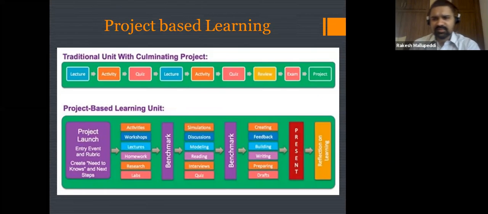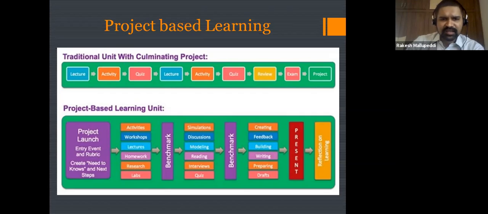So just a small visual representation. If you see the top, the traditional unit with culminating project, there are traditional classes where we have a lecture, there is an activity, there is a quiz. So a similar pattern continues until the exam and the projects. But where there is a project based learning unit, it is just a small technique of replacing all the traditional lecture with a much more active thing.